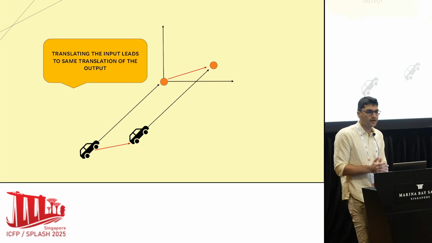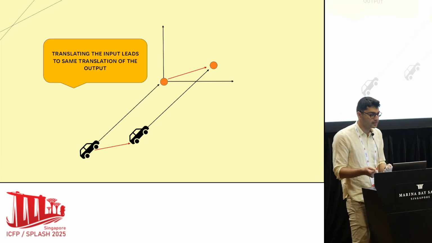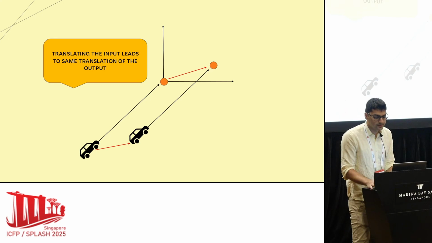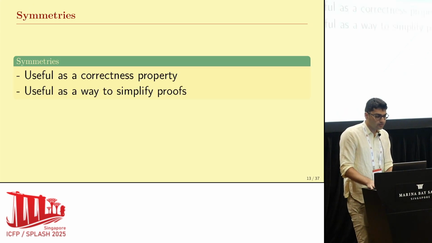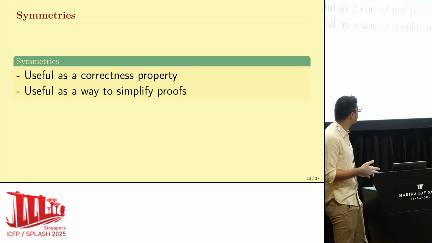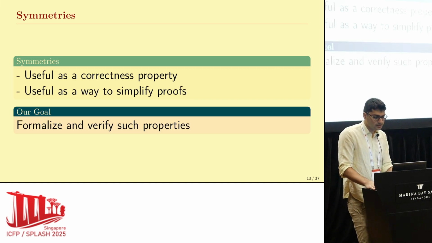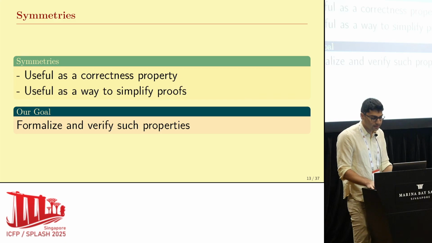So here again, there's a family of transformations, which is all the possible translations on the input, and the effect that they have on the output. So we see that this notion is useful as a correctness property, and it's also useful as a way to simplify proofs. And our goal with this work is to formalize and verify such properties.